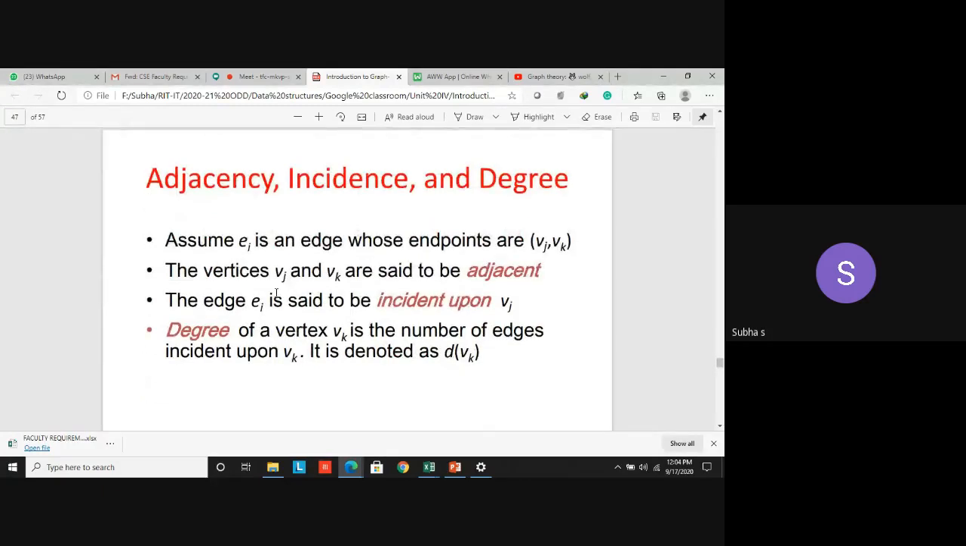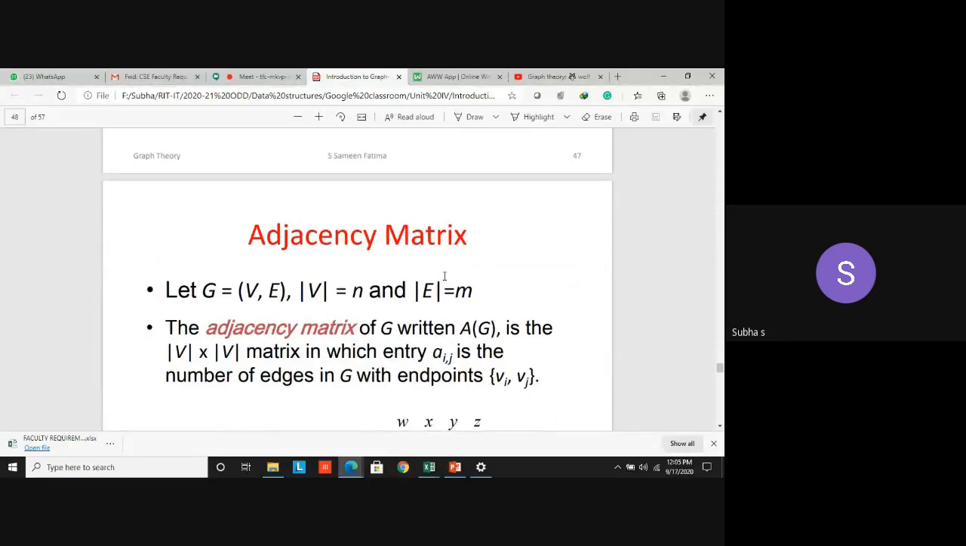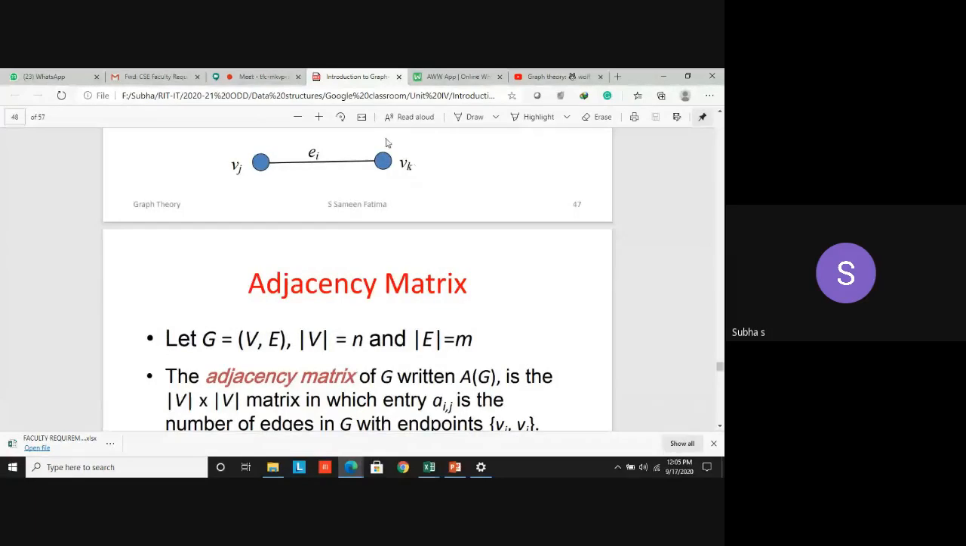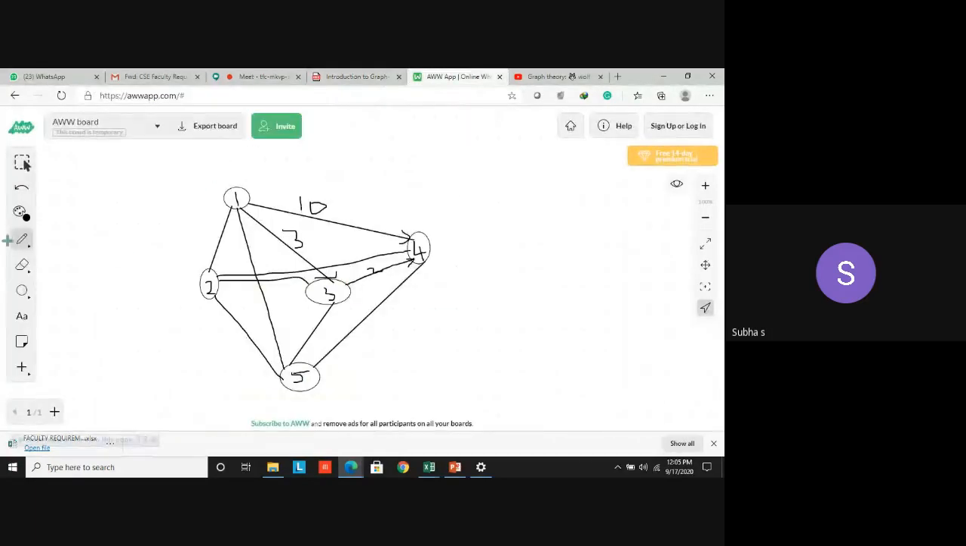So let's assume E is an edge whose endpoints are Vj and Vk. If an edge is there, the endpoints should be vertices, so Vj and Vk are the vertices. They are adjacent when the edge is incident on Vj, and we know the degree also. Based on that, how are we going to calculate the adjacency matrix? Let me draw a simple diagram, then we come to this example.